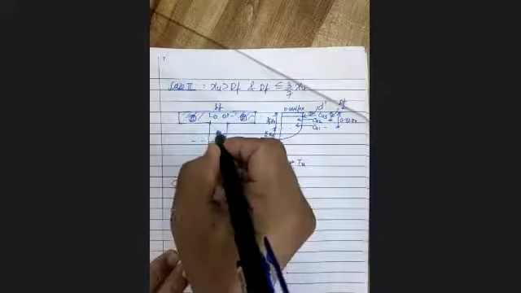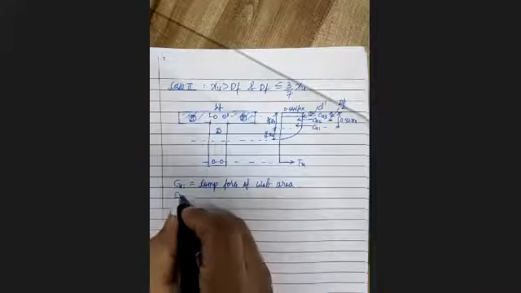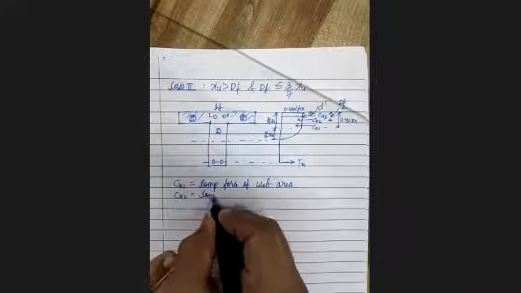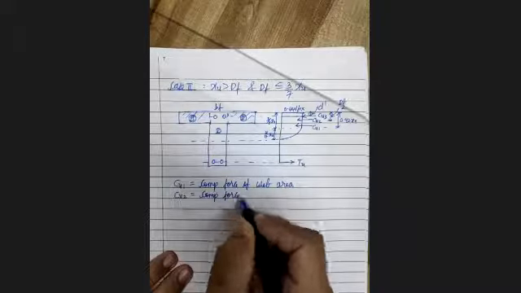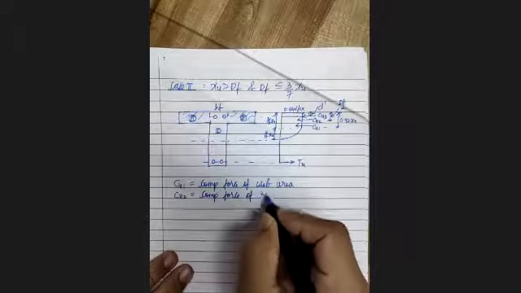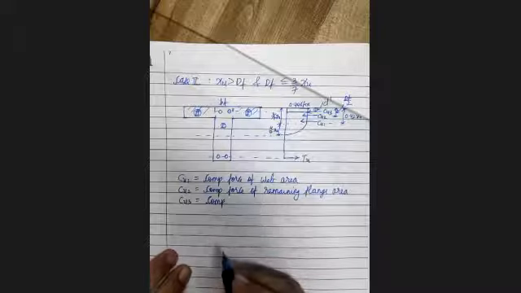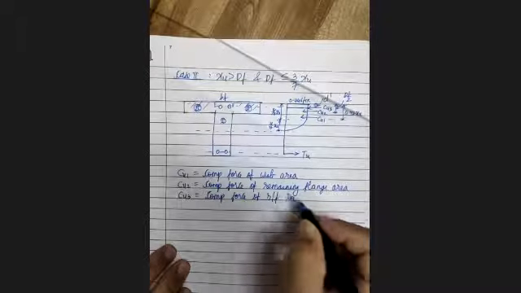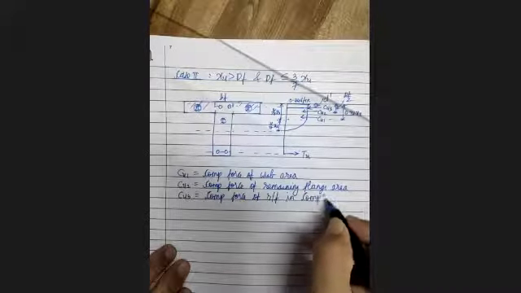Okay, web means this was the first area. Now Cu2 is the compression force of the remaining flange area. Correct? Remaining flange area. And Cu3 is the compression force of the reinforcement in the compression zone. Is this clear? Compression force of reinforcement in the compression zone.